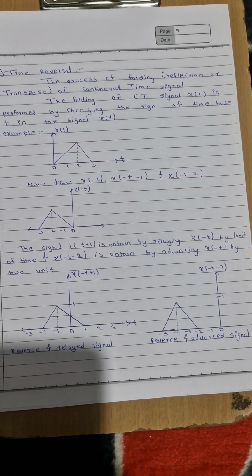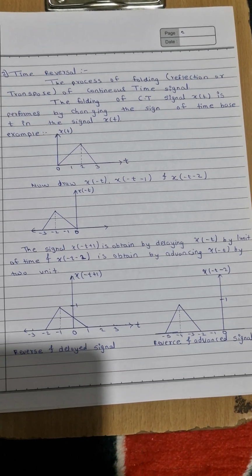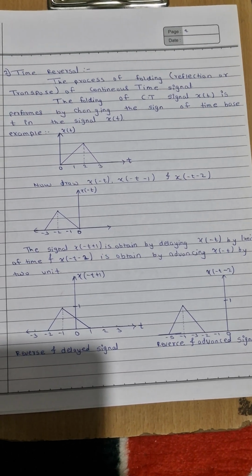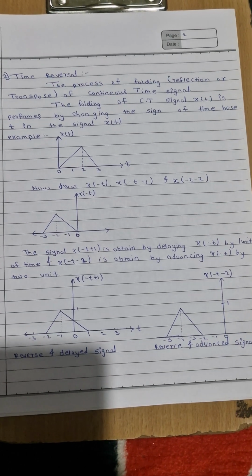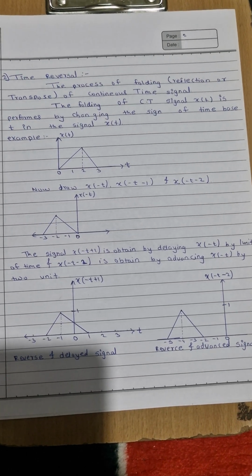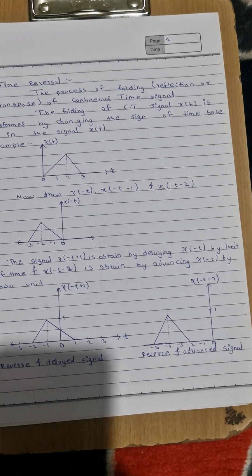The folding operation produces a signal x(minus t), which is the mirror image of the original signal x(t) with respect to the origin t equals 0. Consider a signal x(t) as shown in the figure below.